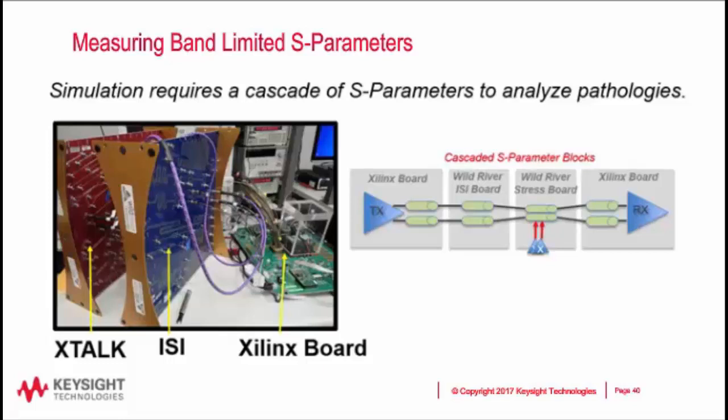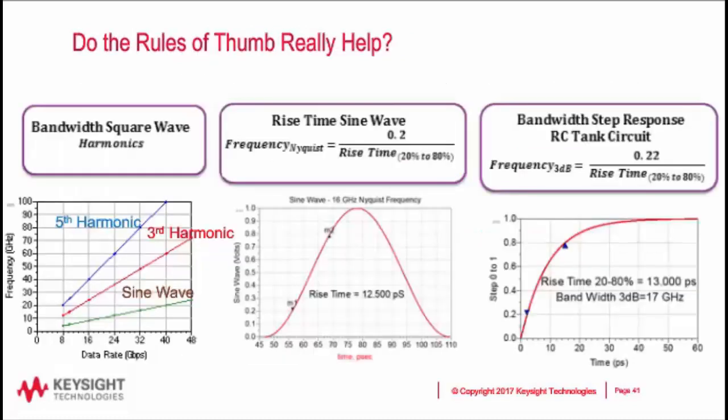And this brings up a very good question. There are a lot of rules of thumb out there. Then the question is, do they really help? So if we have a data rate, say 32 gigabits per second, and if we start over here on the left and we want to know what is really the bandwidth of this 32 gigabit stream of data, if it was just a sine wave, if we only had one frequency, that sine wave would actually be down around 17 gigahertz for a 32 gigabit signal.